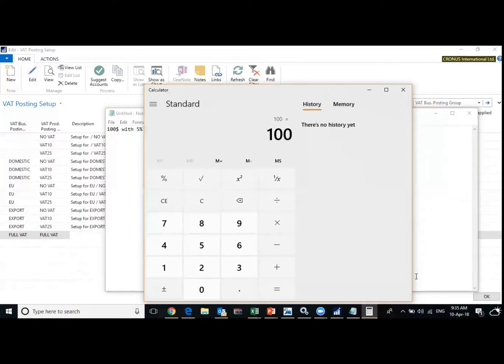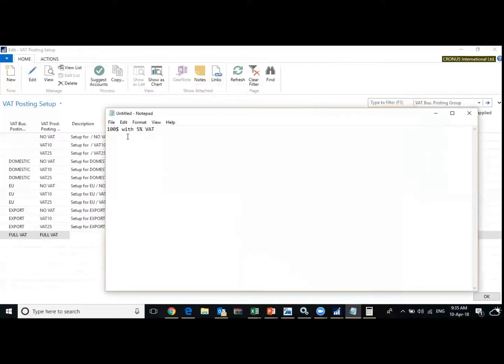So you're going to multiply this by 1.05. So this is actually your VAT amount. So this is going to be after VAT. So $105 including VAT. This is your price including VAT.